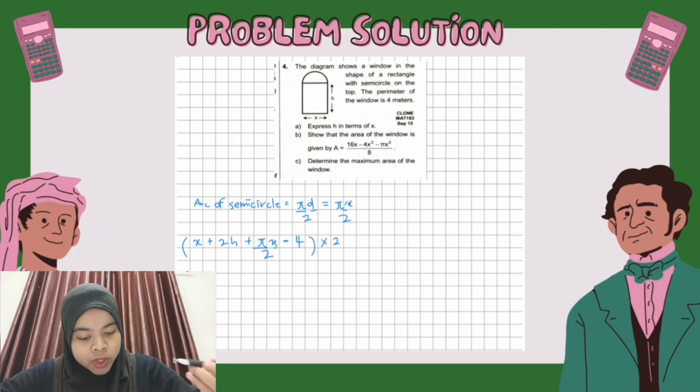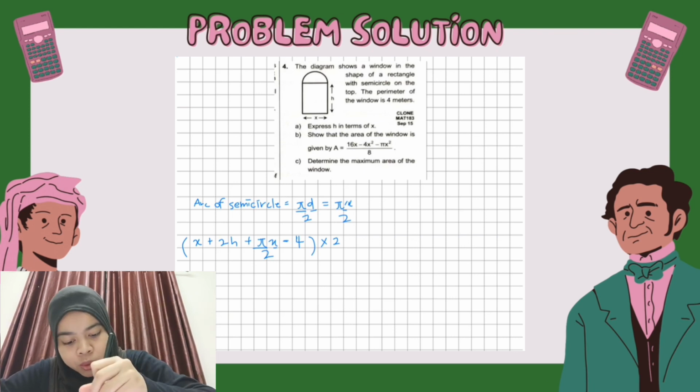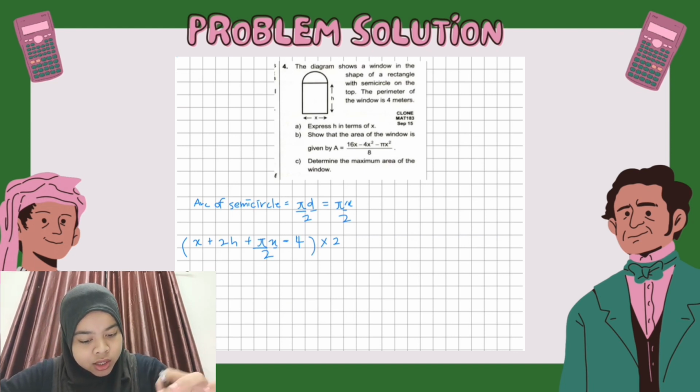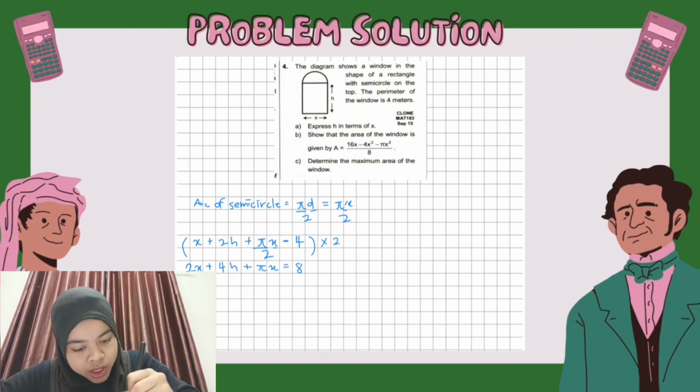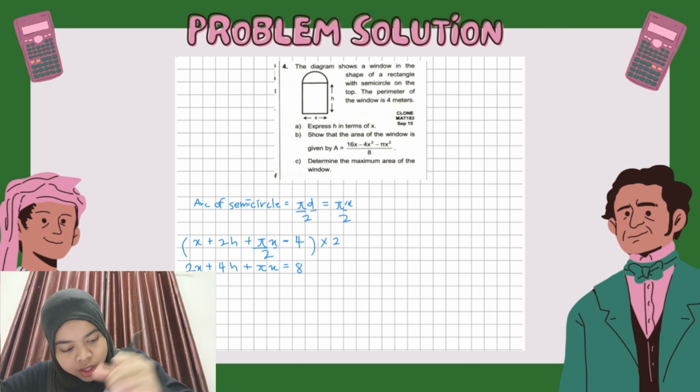So then, we need to eliminate the denominator for the pi x over 2. So we need to multiply the equation by 2. Next, we're gonna multiply the equation. 2x plus 4h plus pi x equals to 8.